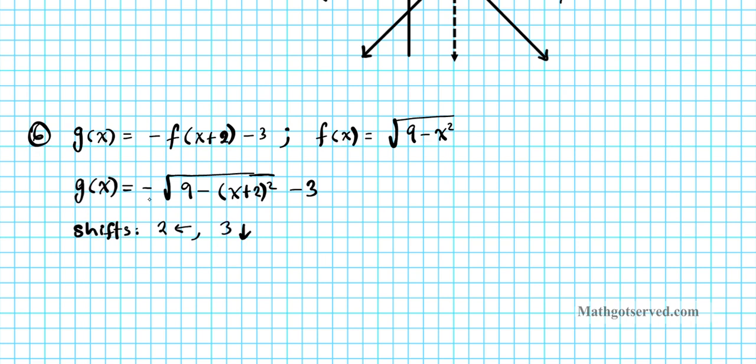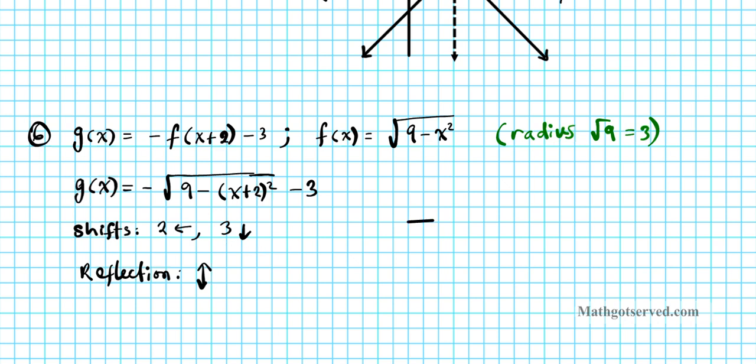We have one reflection because the whole function is negated here. Since the whole function is negated, that reflection is along the y-axis, up and down. One thing to note is that the radius of this semicircle is the square root of 9, which is 3. So we're going to draw the graph: shift 2 units to the left, 3 units down.